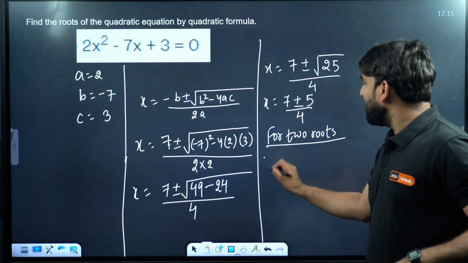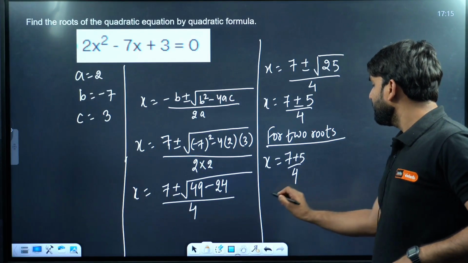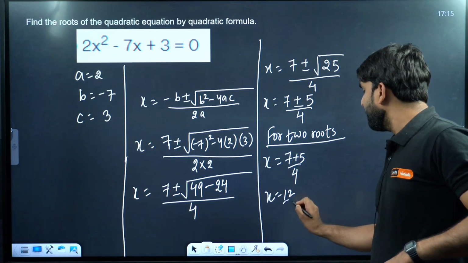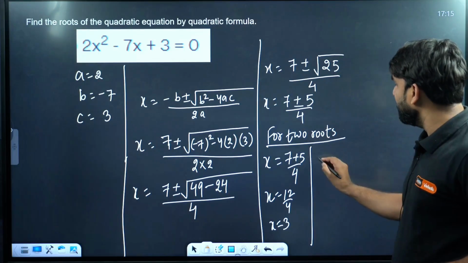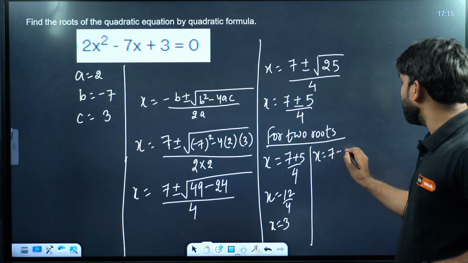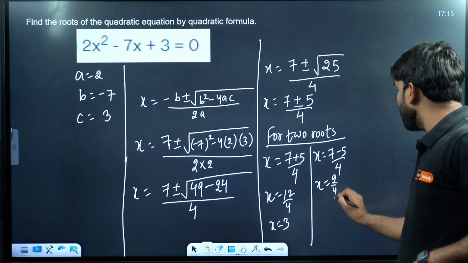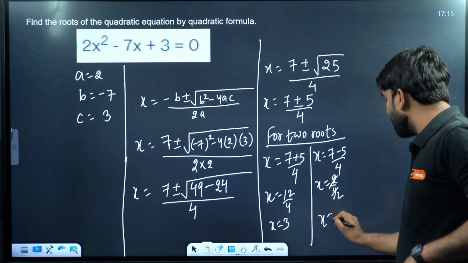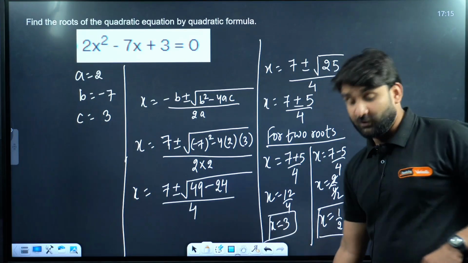So let's consider the positive sign first. So 7 plus 5 divided by 4. So x is equal to 12 by 4. So x is equal to 3. This is the first root. Now considering the negative sign. x is equal to 7 minus 5 divided by 4. 7 minus 5 will be 2. 2 divided by 4. 2 cancels here. So the other zero is equal to 1 by 2. So these are the zeros. We can say roots also.